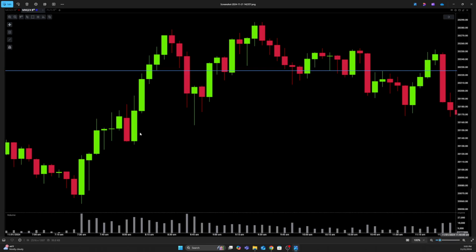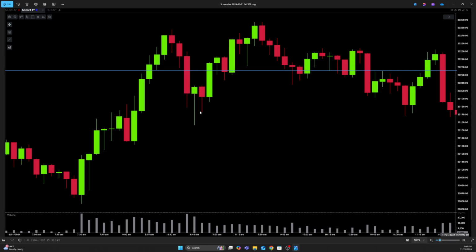So you can see that the strength in this move is starting to die out, and that's indicated by the volume, right? We're not seeing a rise in volume, we're seeing a drop in volume. So that strength is less than it was previously. We're seeing less and less people buying, and we see that price start to reverse.